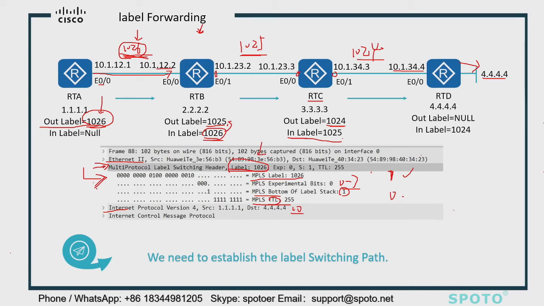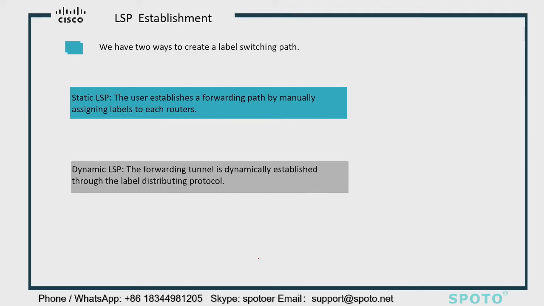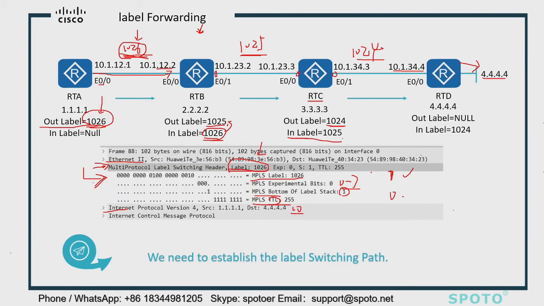So we know the packet, and we know how the router forwards according to the label. Next we need to know how to establish the label switching path. Yes, we need to establish the path, and we have 2 ways to create a label path. It's just like the routing protocol: when we configure the network, if you use OSPF, it's a dynamic routing protocol. When you learn about routing protocols, we have static routing and dynamic routing. Also, when we try to build a label switching path, this is the label switching path.